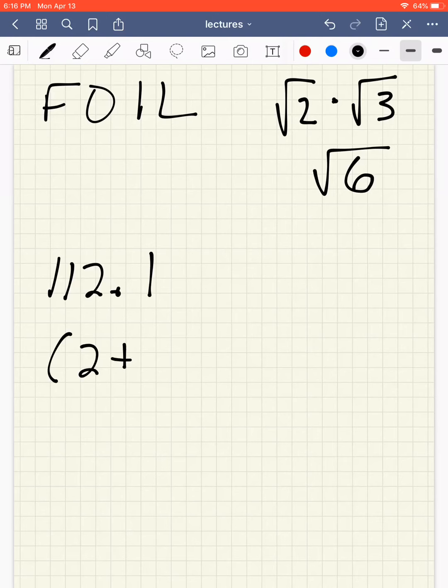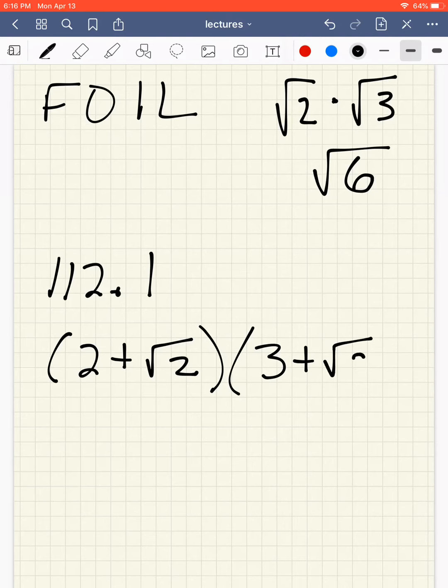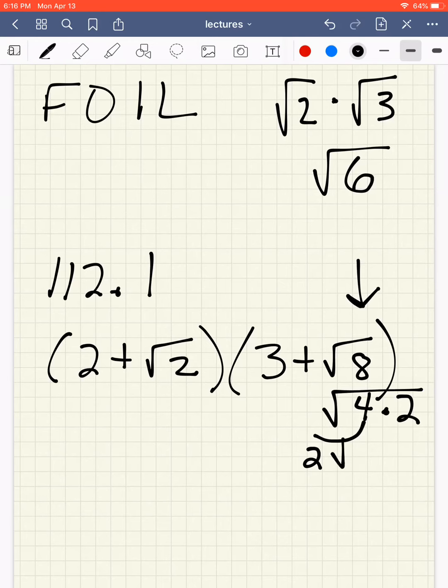is 2 plus the square root of 2 times 3 plus the square root of 8. Alright, so there's a couple of things that we can do here. This square root of 8 can be simplified because we know that 4 goes in there twice, so this is actually the square root of 4 times 2. So the square root of 4 is, that's right, 2, so it comes out in front, and this 2 stays underneath.